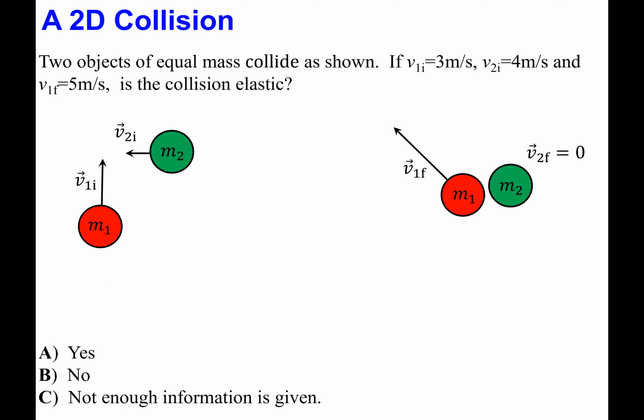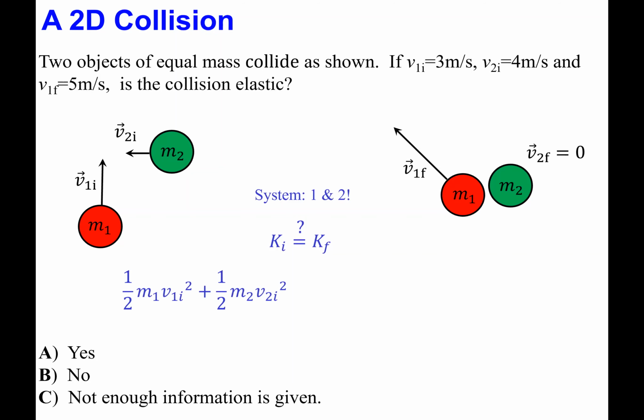So we're back to the question at hand, and that is whether or not this collision is elastic or not. And the first thing we want to do, of course, is identify the system as before. So, of course, the system here is comprised of the two objects together. And the question boils down to whether or not the initial kinetic energy of the whole system together is equal to the final kinetic energy of the whole.